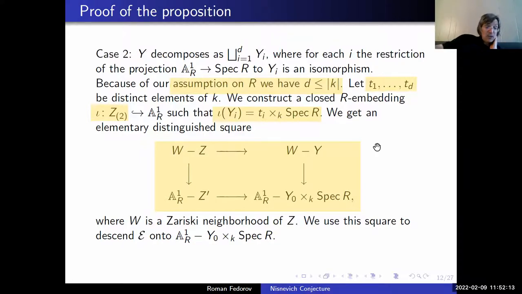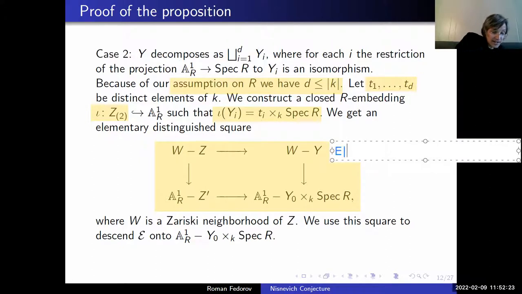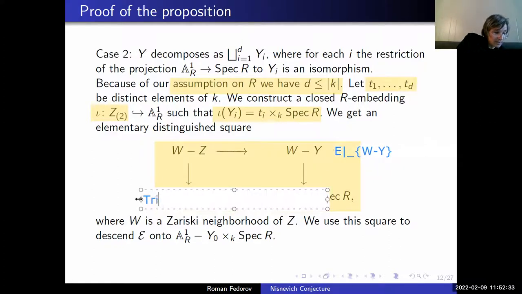So what am I gluing? I'm just taking, I guess, the restriction of E here. I restrict E to W minus Y. And here I just take the trivial torsor.